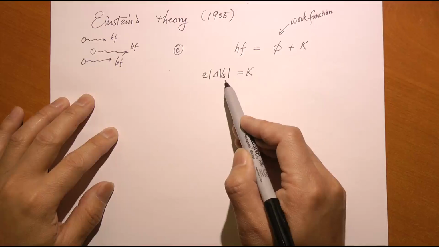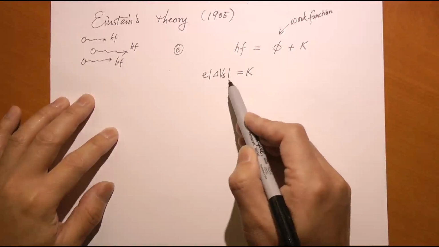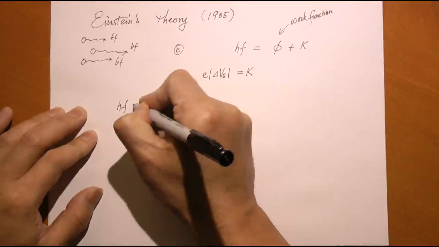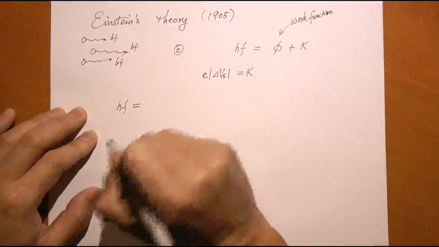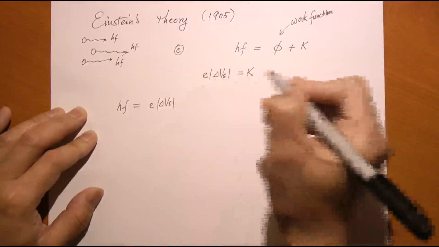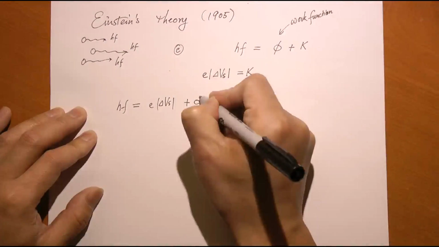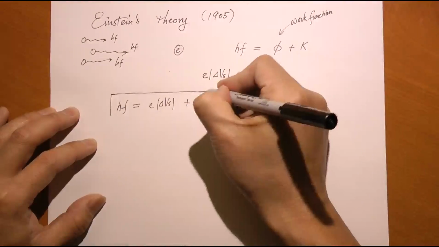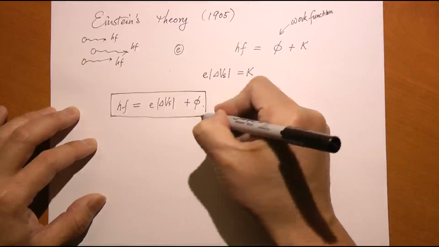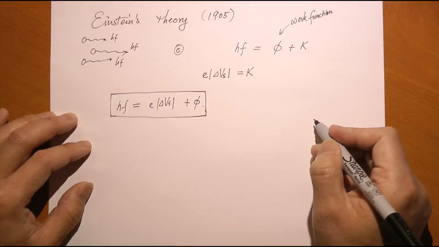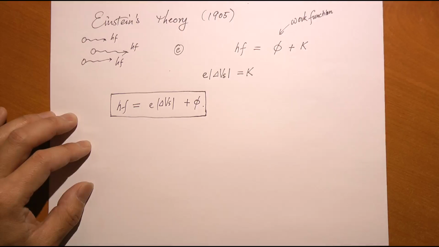So we can replace K with e times delta Vs. So we have another equation we can write now: hf equals e delta Vs plus phi. Okay, this is the Einstein equation for the photoelectric effect. Very simple, yet the physics is incredibly clear and beautiful.